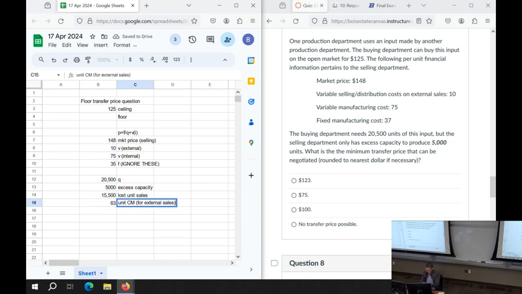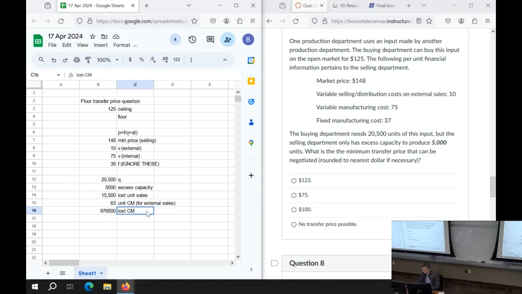So we're going to subtract away all the variable costs for external sales. Sorry, I just labeled this unit CM in parentheses for external sales. So we want to make sure we take away all variable costs, including those that are external. So in total we're subtracting away $85 from this $148 selling price to get a $63 unit contribution margin, which means that if we lose 15,500 units, we've lost in total $976,500 worth of contribution margin from taking on the entirety of the buying department demand.